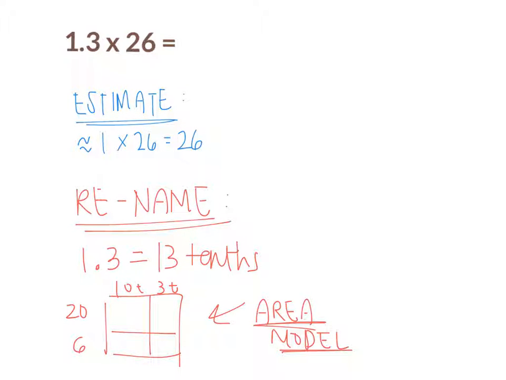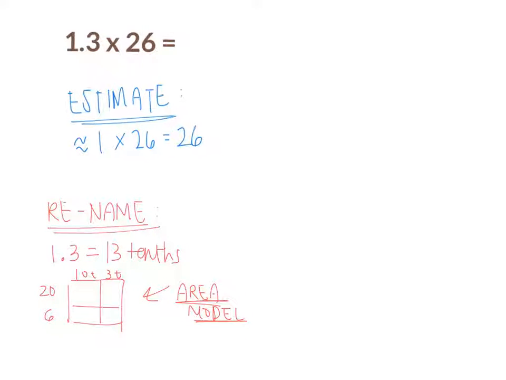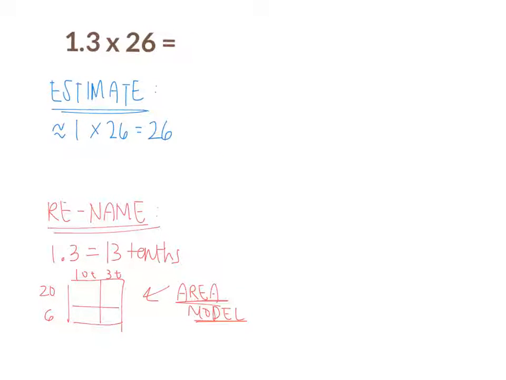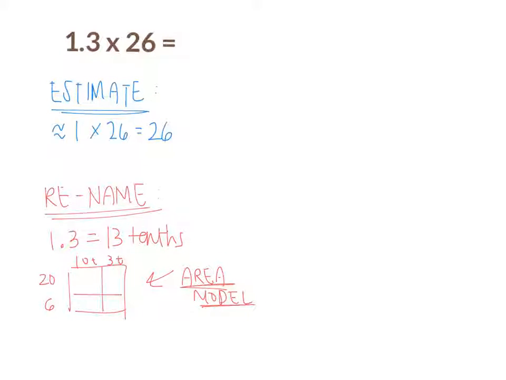But we are going to practice changing the number and then undoing it. So this is how we estimate. This is how we rename units. Now let's use the standard algorithm. Let's change the problem to make it easier.